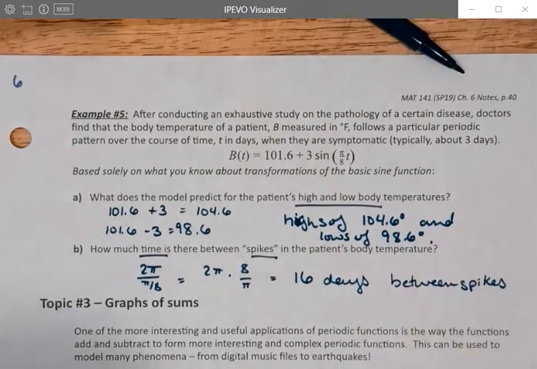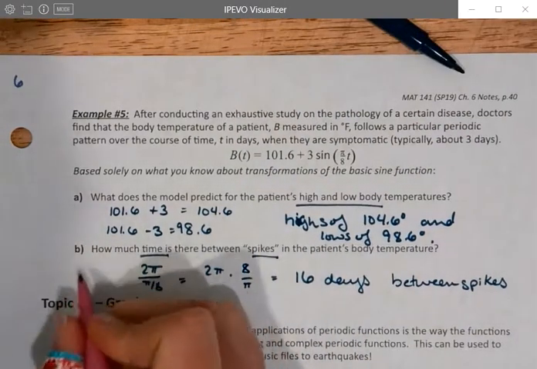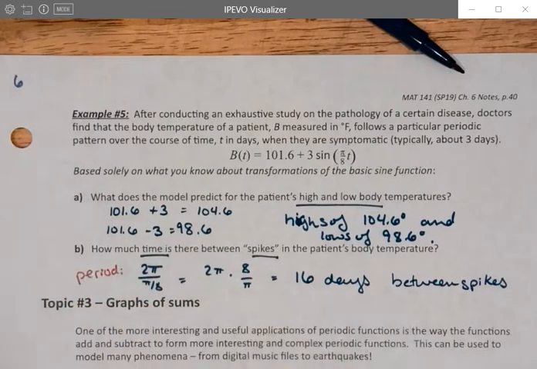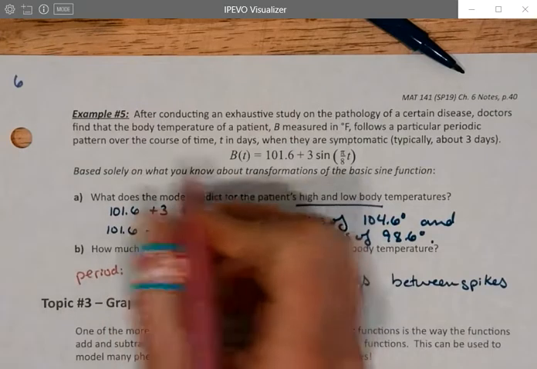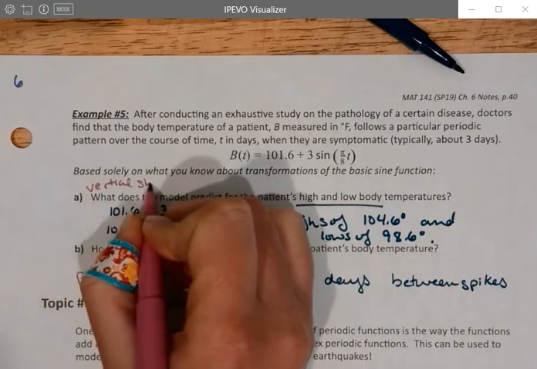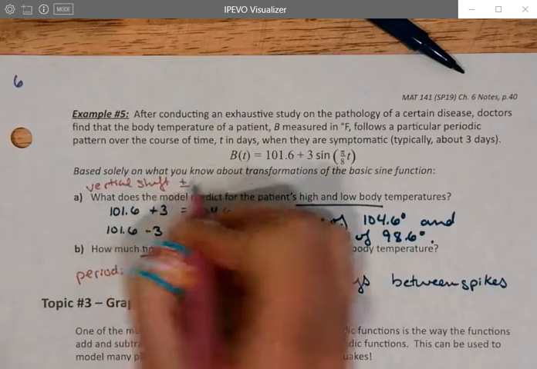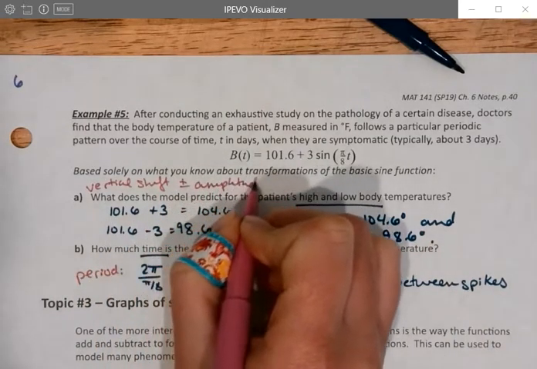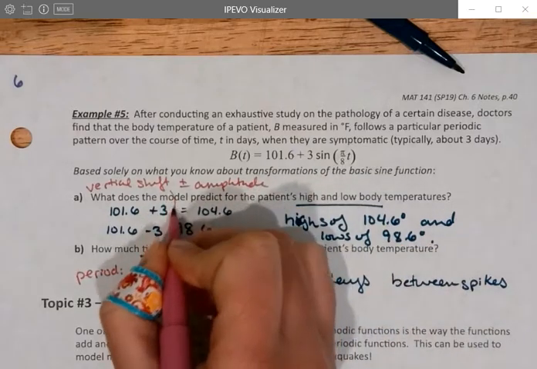All right, so we were able to answer this question with our knowledge of the period of a periodic function, and we're also able to answer with our vertical shift plus or minus the amplitude in this piece down here.